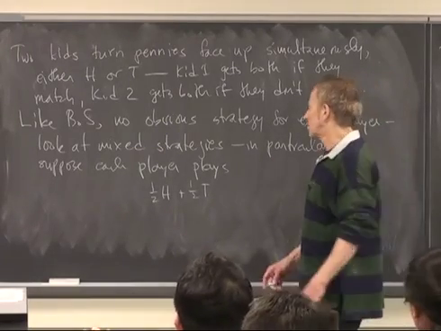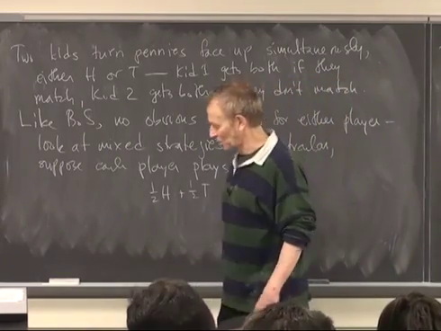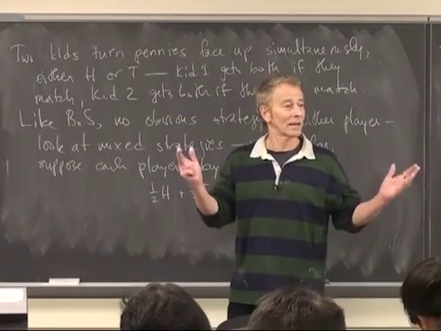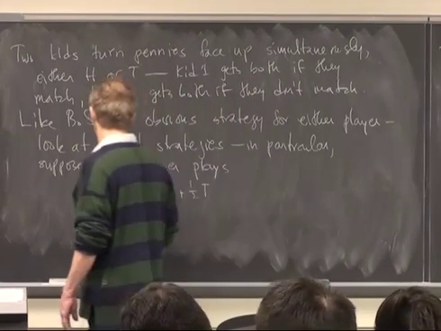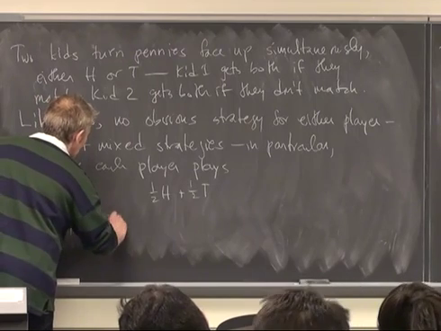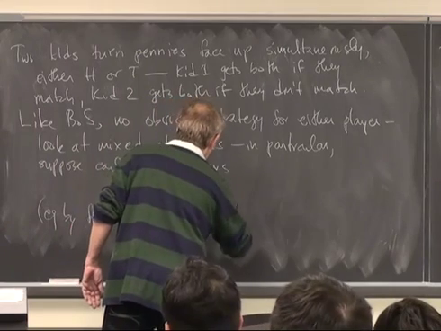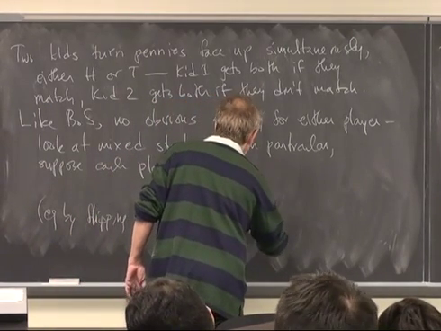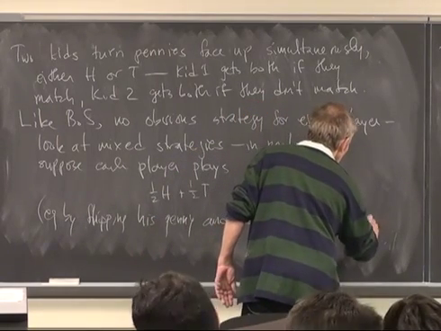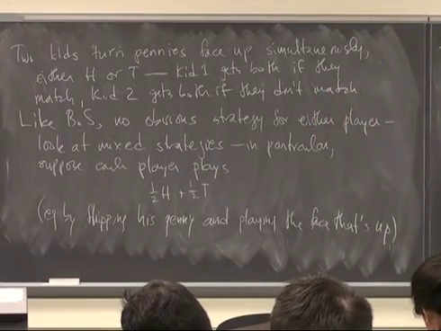Okay? So how can you implement this physically? Each player can just pull a penny out of his vat and just flip it in the air and have it land the way it does. And however they land, that's who determines who gets the pennies. So, for example, by flipping his penny and playing the face that's up. Okay? That's a good way to play 1/2 H plus 1/2 T.